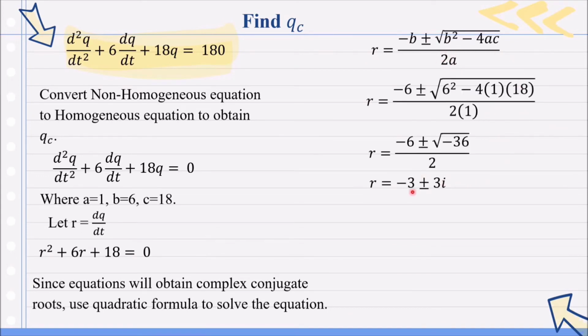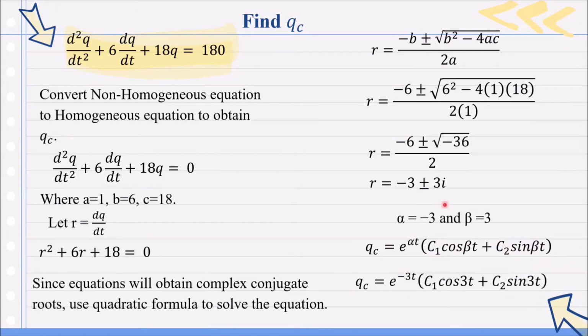We got negative 3 plus minus 3i. Our alpha is negative 3 and our beta is 3. Since our roots are complex conjugates, we use this equation. We substitute the alpha and the beta inside. Next, we find our Q_P.